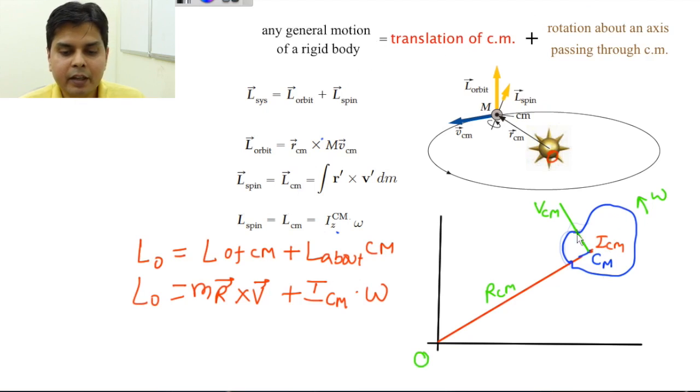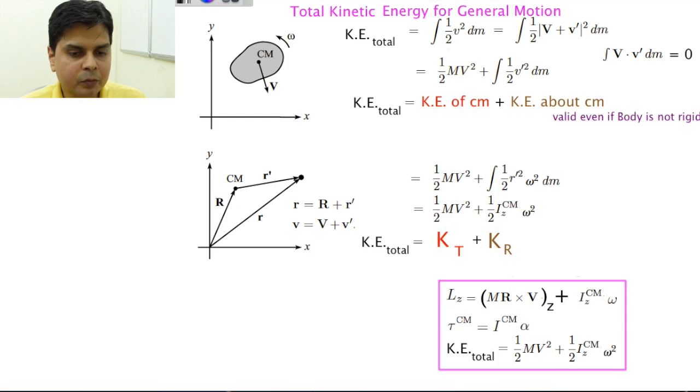What is that? That any general motion I can break it into translation and rotation. For translation, this is the angular momentum. For rotation about an axis passing through CM, this is the angular momentum. So L naught is equal to M R cross V plus I center of mass dot omega. So this general motion I have discussed.